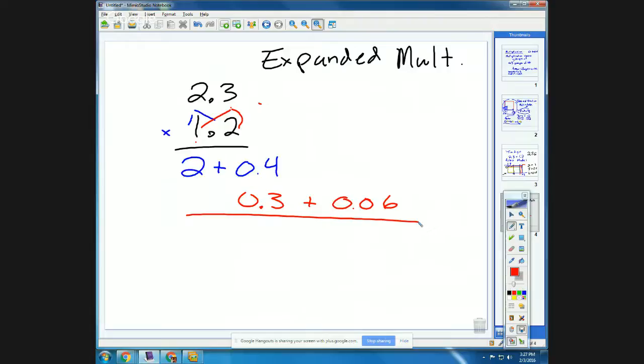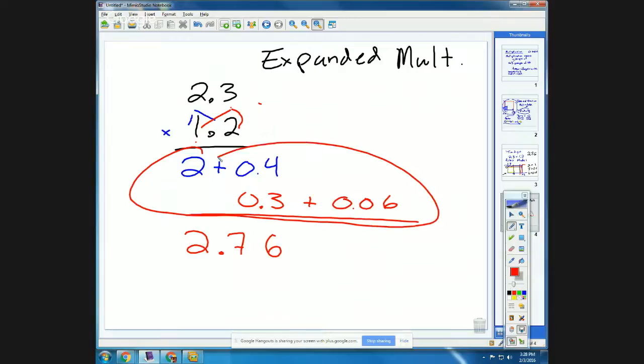Okay, so let's see. I have my place values lined up, don't I? So what do I have all together? It looks like I have 2 and 7 tenths and 6 hundredths when we put it all together. Does this have any relationship to the picture we just drew? So let's take a look back at the picture.